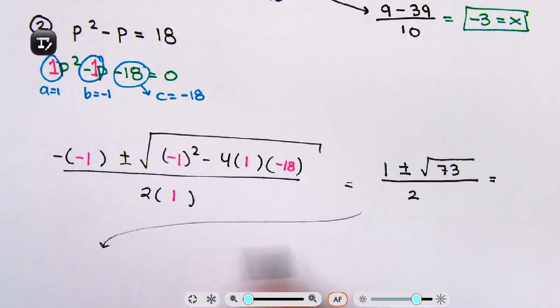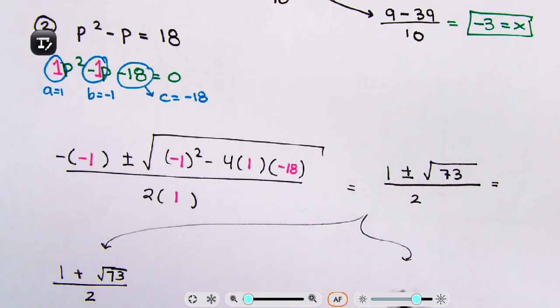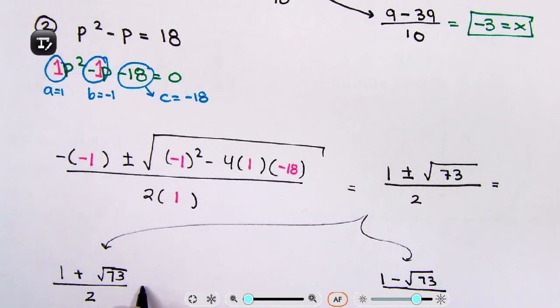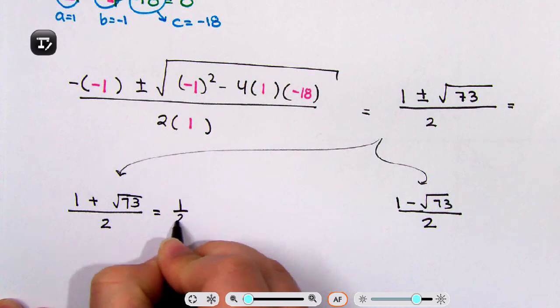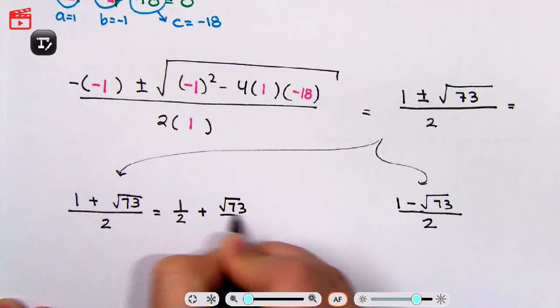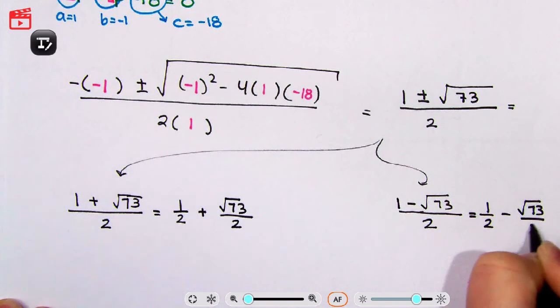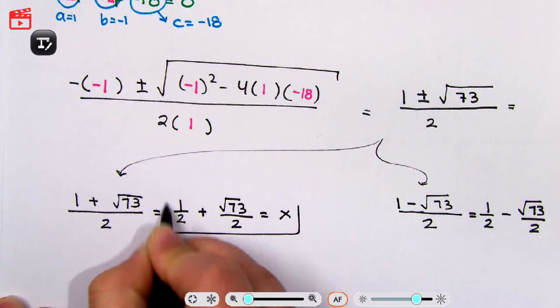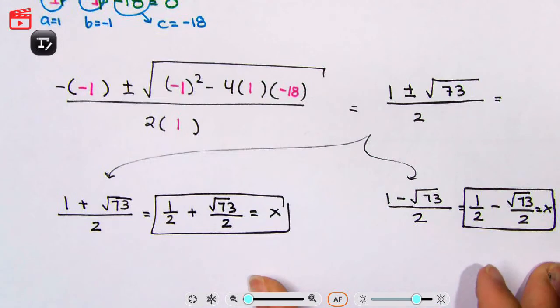So I'm going to rewrite this twice now. So 1 plus the square root of 73 divided by 2, and 1 minus the square root of 73 divided by 2. Now, is there something for us to simplify here? There's not really anything for us to do. Now, you can choose to do this: 1 divided by 2 plus square root of 73 divided by 2, and 1 divided by 2 minus square root of 73 divided by 2. It is up to you, or you can just leave it as the original format because there's nothing for us to simplify.